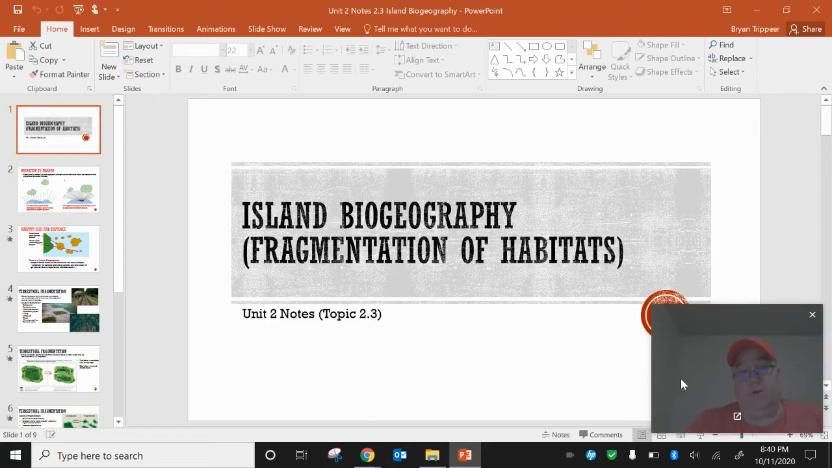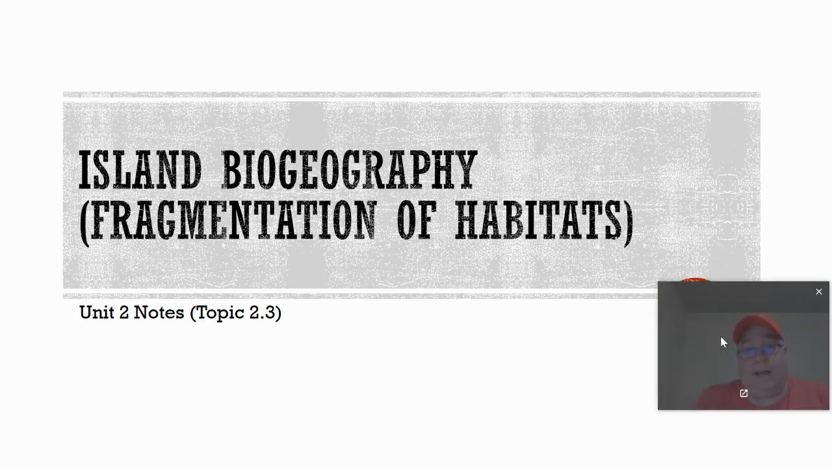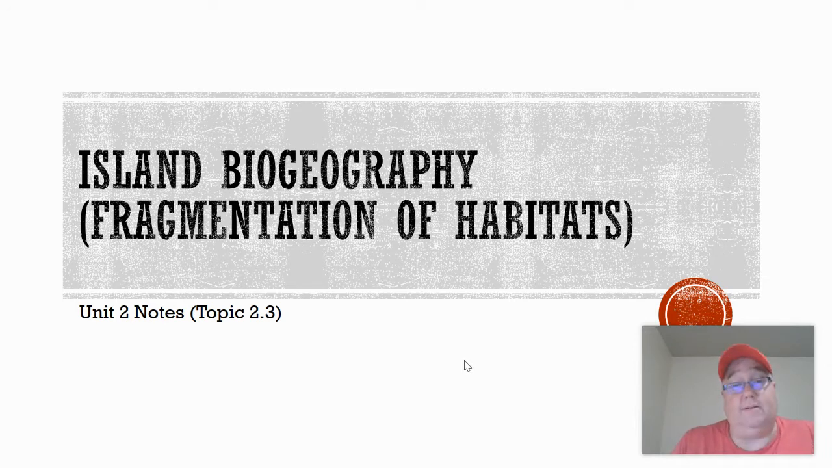This is a continuation of Unit 2. This is topic 2.3, which is titled Island Biogeography, or the Theory of Island Biogeography. I'm also going to include in these notes today a concept called fragmentation of habitats, and it just continues with our theme in this unit of biodiversity and how biodiversity can be affected if habitats or ecosystems change. So let's get right into this.